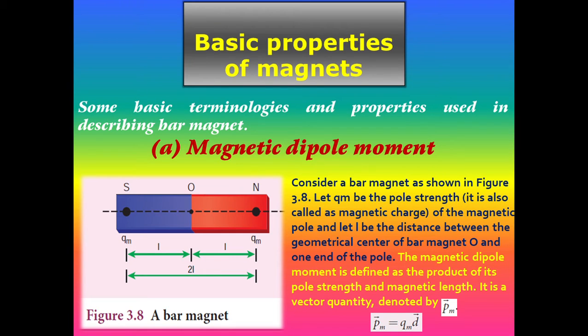Very good morning, students. The next topic of the third lesson, Magnetism: basic properties of magnets. These are very important 2-mark topics: basic properties of magnets, and some basic terminologies and properties used in describing a bar magnet. First topic, magnetic dipole moment, a very important 2-mark question. What is meant by magnetic dipole moment?